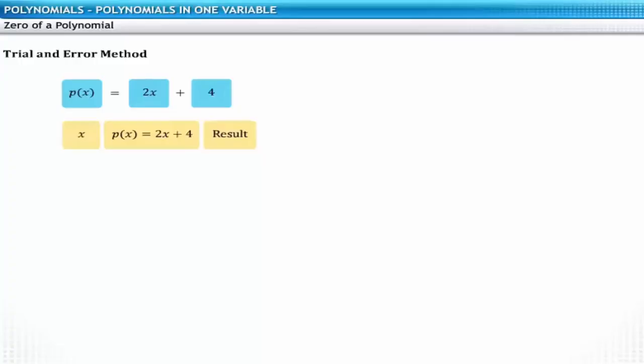To begin with, let x is equal to 1. Substituting 1 in the polynomial, you get 6, which is not equal to 0. If x is equal to -1, then the value of the polynomial is 2, which is also not equal to 0. Try using another value, 2, as the value of x. The value of the polynomial is 8, which is again not equal to 0.